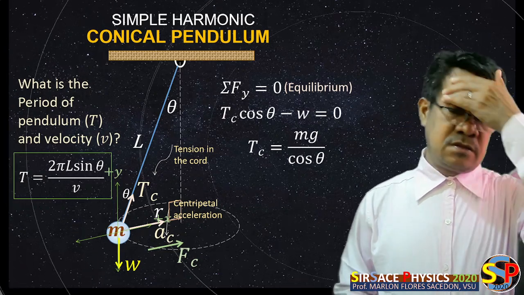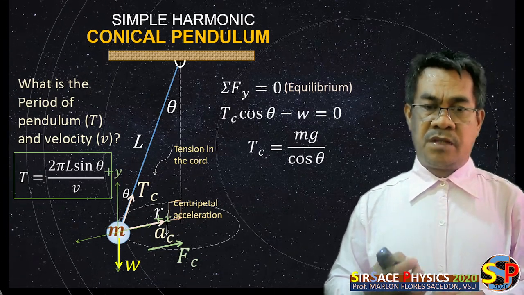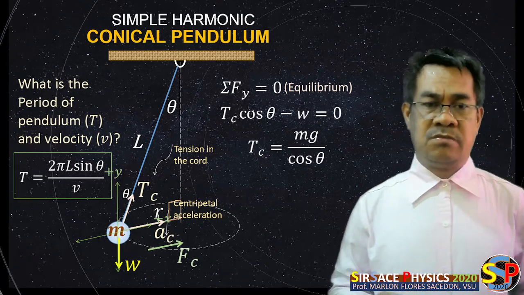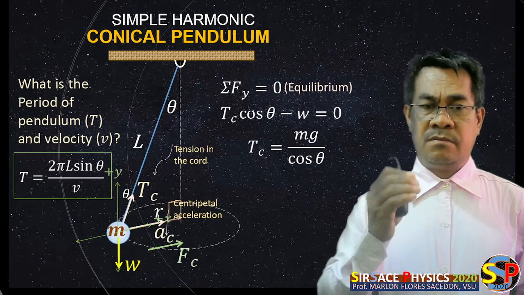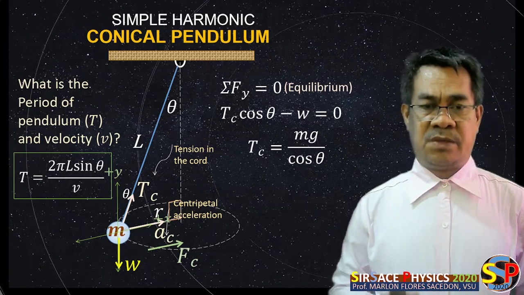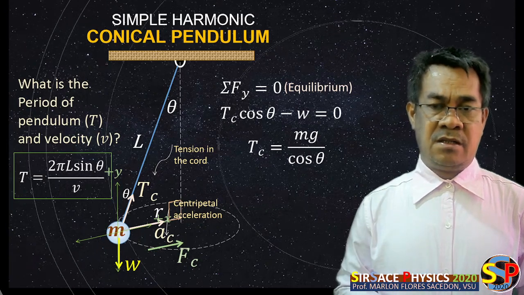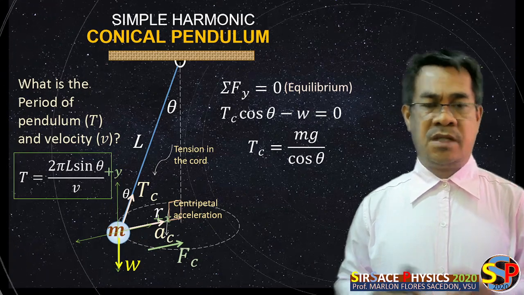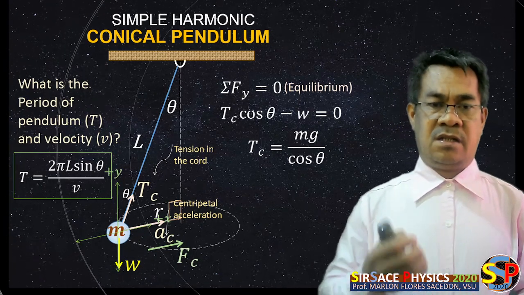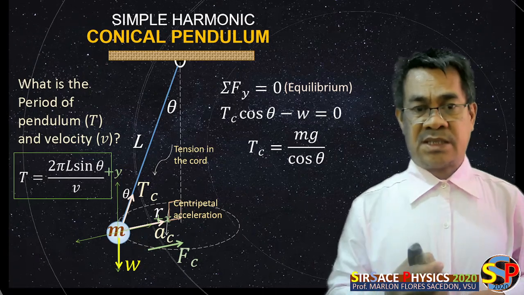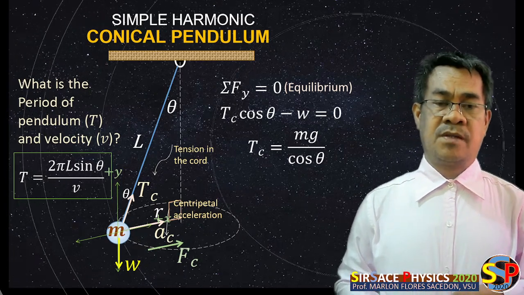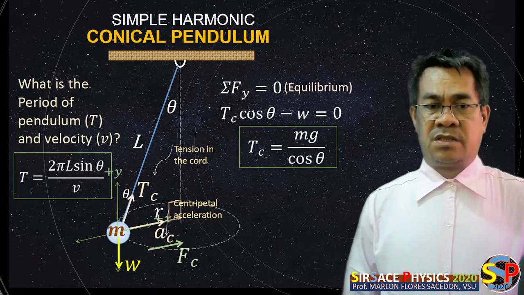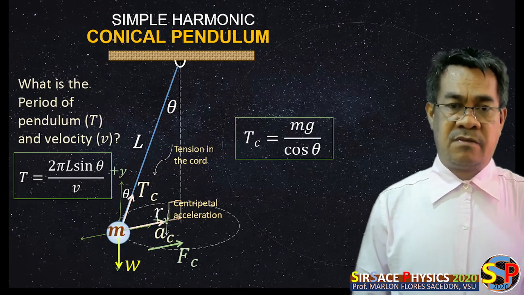So the requirement, if you are asked what is the tension in the cord, if given theta, L, and the mass, then it should be mg over cosine theta, which means that TC does not depend on L. Even if the pendulum is very long or very short, the TC only depends on its mass and its angle, theta. Okay, so mg over cosine theta is equal to the tension in the cord. So we will preserve that formula.